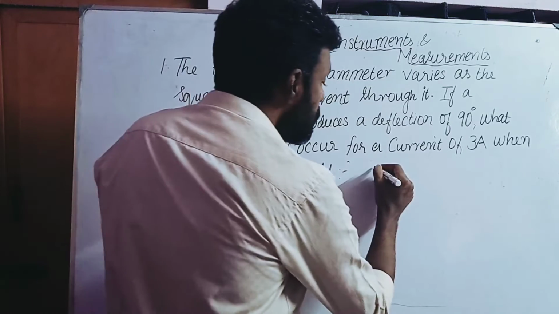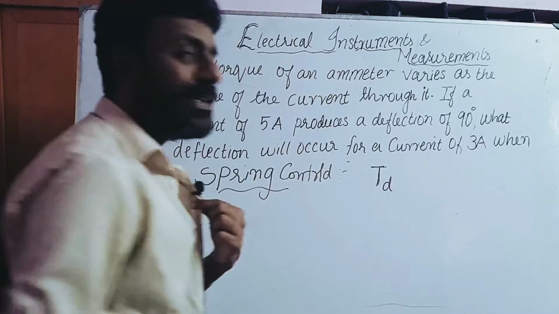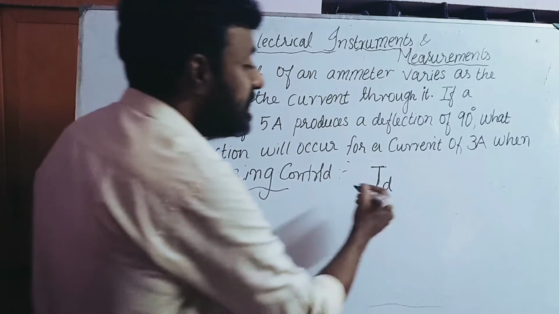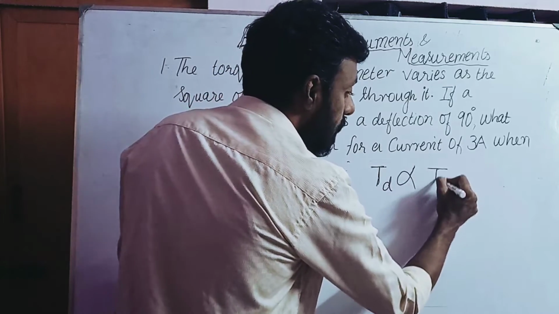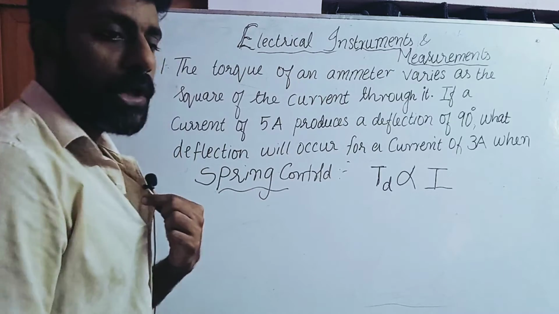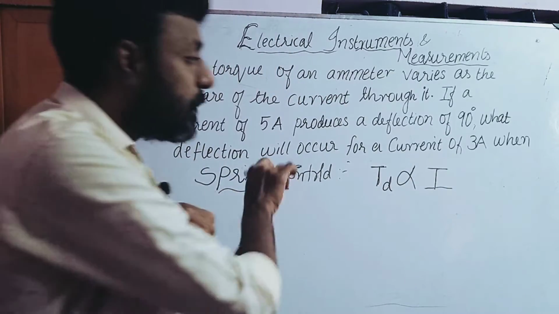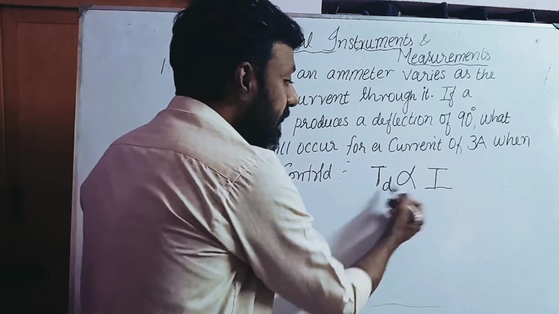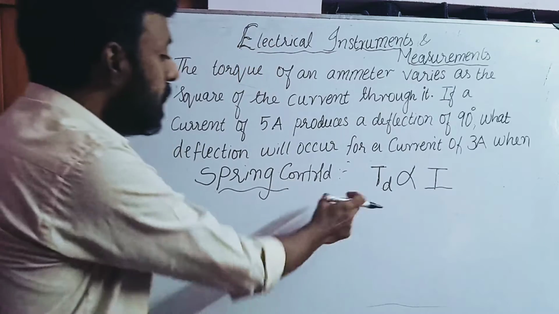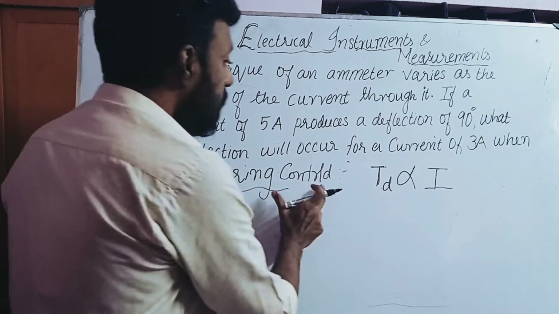Okay, the deflection torque, I am denoting the deflection torque as TD. This TD will be directly proportional to the magnitude of the current I that is passing through the ammeter to produce a deflection. So TD is directly proportional to I. This holds only for a spring controlled instrument.